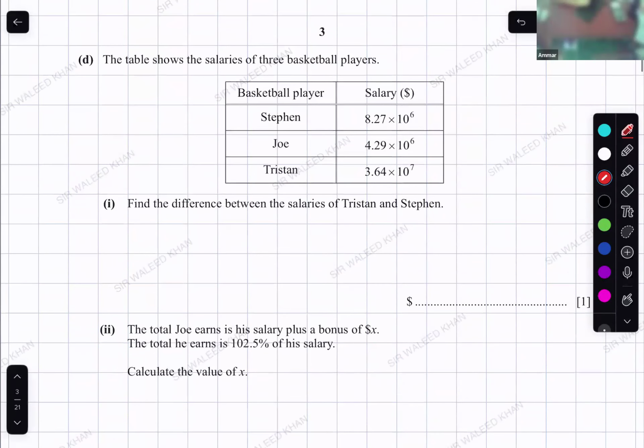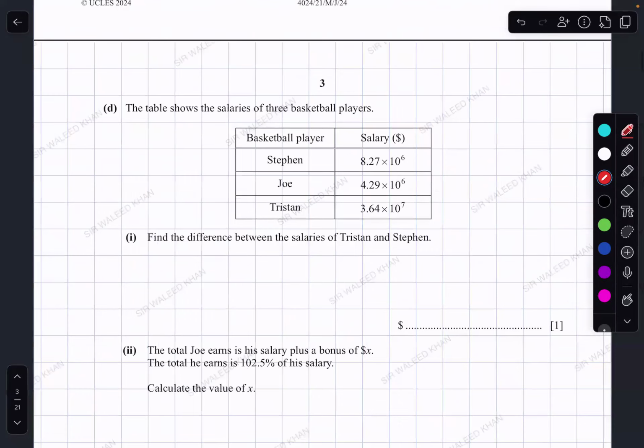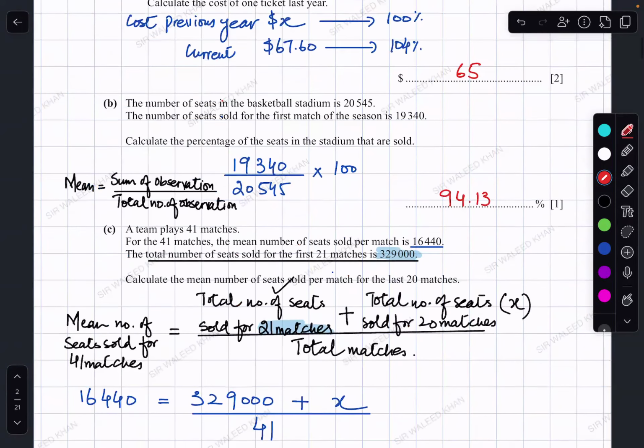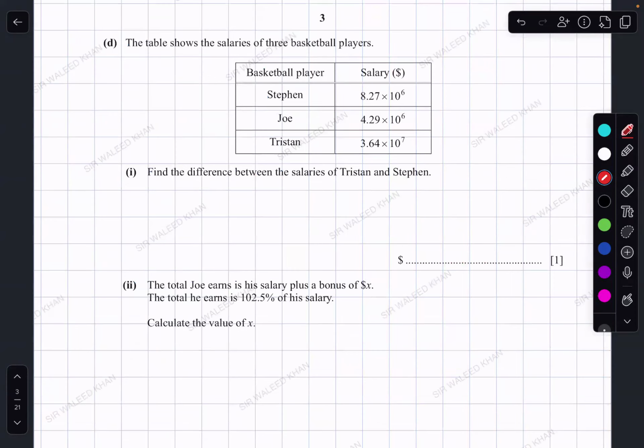Yes, sir. The table shows the salaries of 3 basketball players. Find the difference between the salaries of Tristan and Stephen. Do we have to answer in standard form? Have they written anywhere? No. Right? So you can write it as it is. Even if you are writing it in standard form, that is also fine. So work it out. This should be the difference between the salaries of Tristan and Stephen.